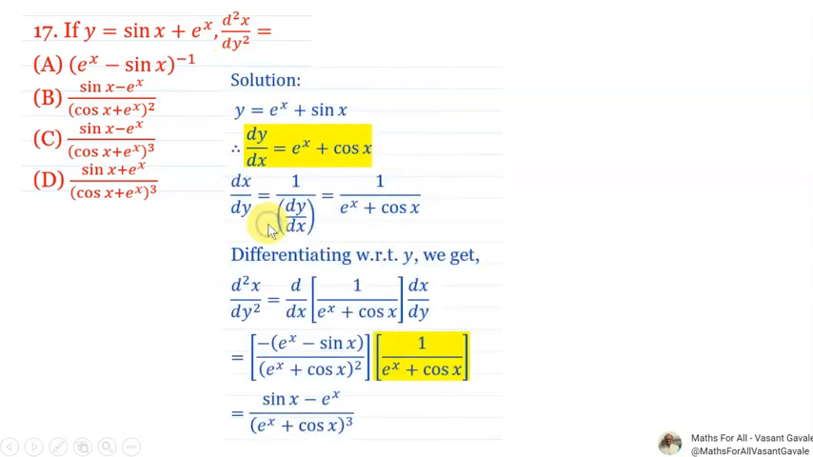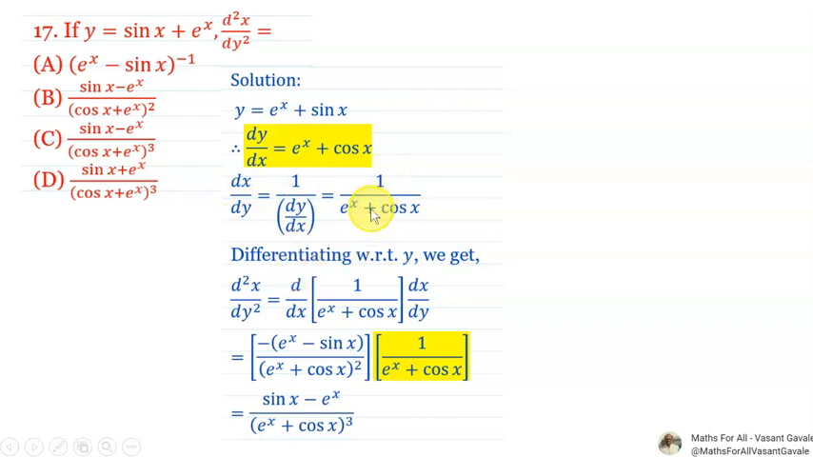Next example. If y is equal to sin x plus e raised to x, then find d2x by dy square. Okay, y is equal to e raised to x plus sin x. Then dy by dx is e raised to x plus, the derivative of sin x is cos x. But what do we have to find out? d2x by dy square. Therefore, dx upon dy is equal to 1 upon dy by dx.